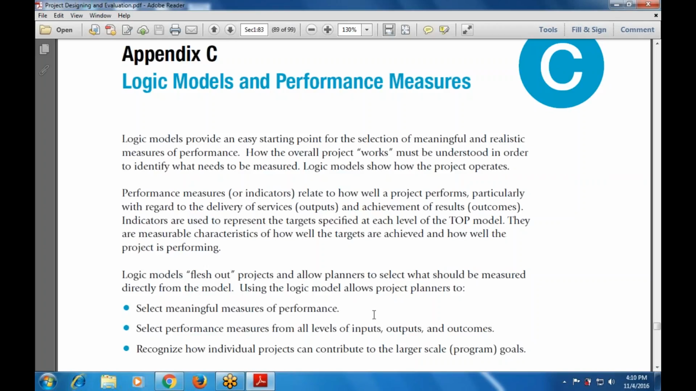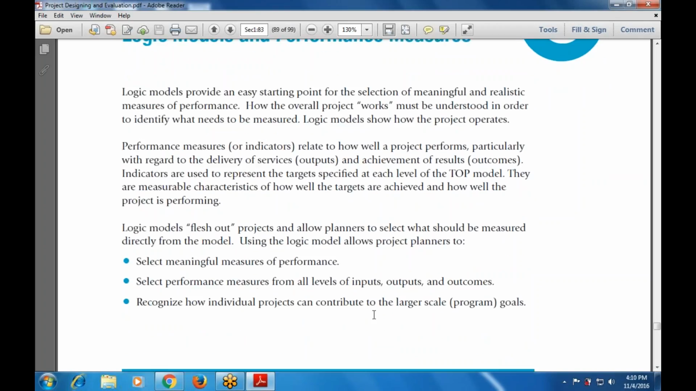Using the logic model also allows the project planner to select meaningful measures of performance, how well it is used, and the various levels of input, output, and outcomes. It also recognizes how individual projects can contribute to the large-scale program goal, and the various outcomes used with the program goal.